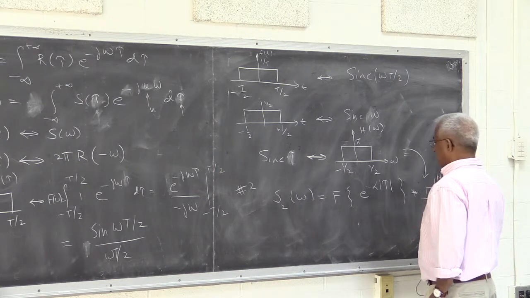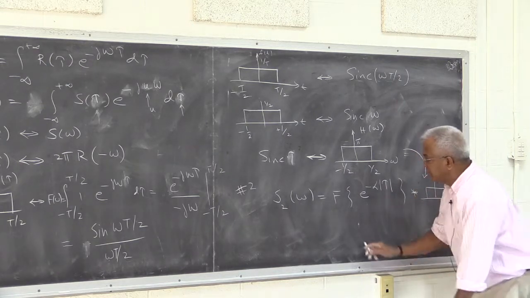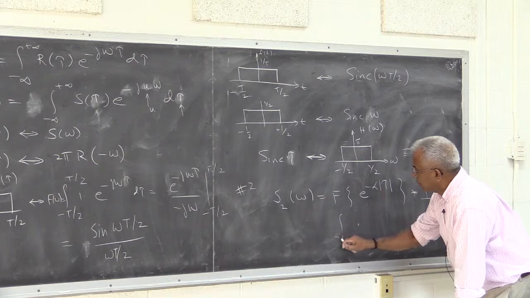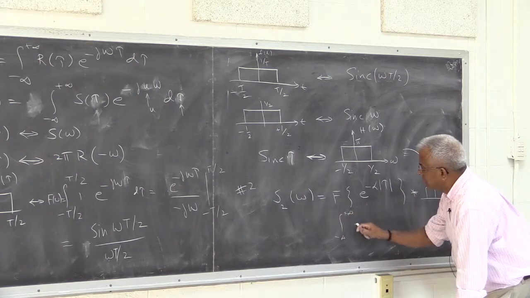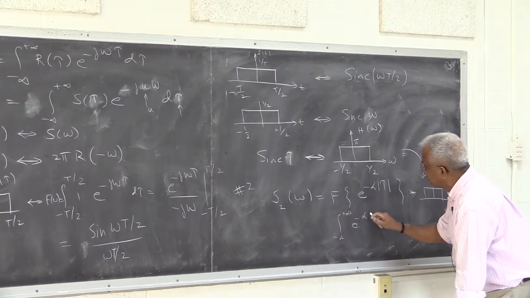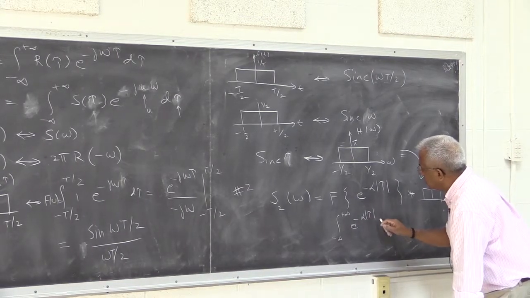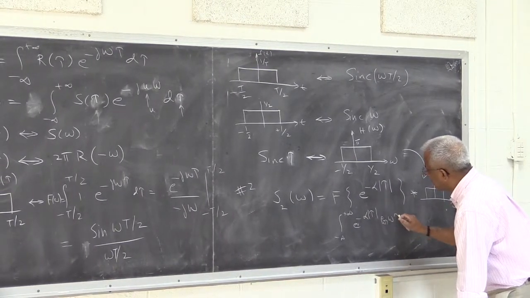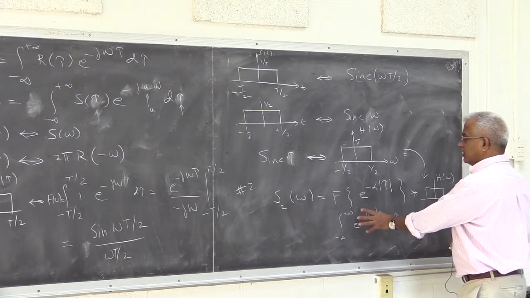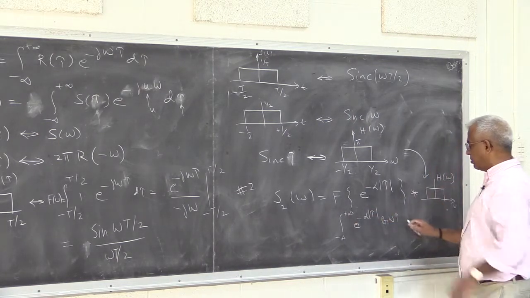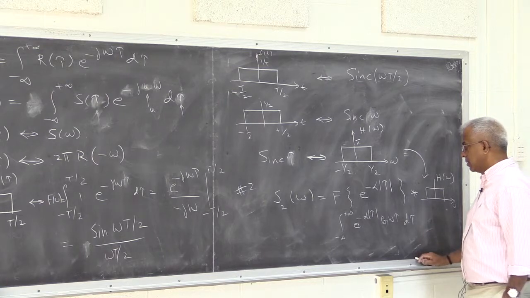So we'll come to that in a minute. And the transform of this is easy because this is the integral from minus infinity to plus infinity of e raised to minus alpha tau, times cos omega tau plus j sin omega tau. This is an even function, so the odd portion goes away.